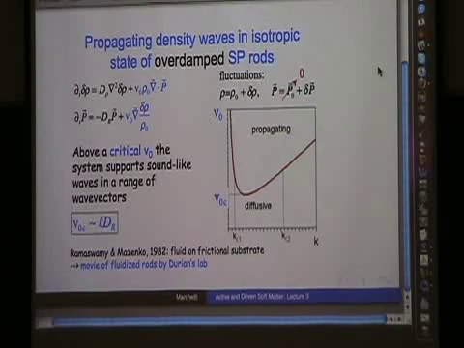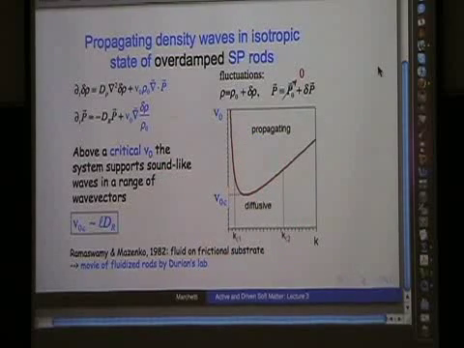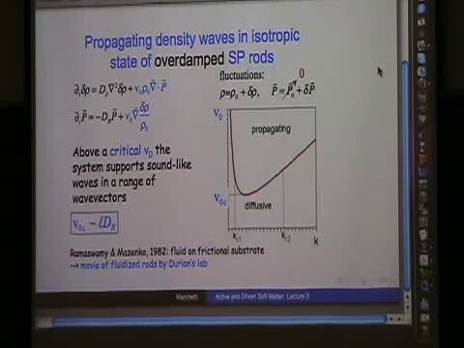They do see this kind of propagating waves of density, and we're trying to see if we can interpret the velocity at which these density waves move. We can relate it to the ATP concentration in the system in some way that is an analog to our V0 here. So let me use a simple picture that explains the emergence of these propagating waves.